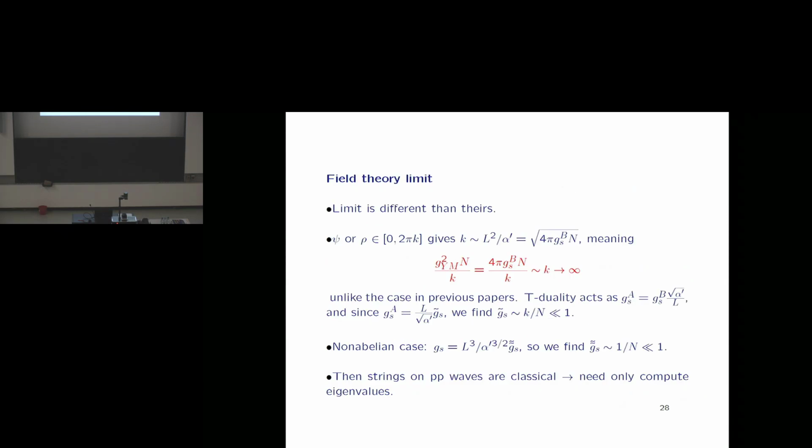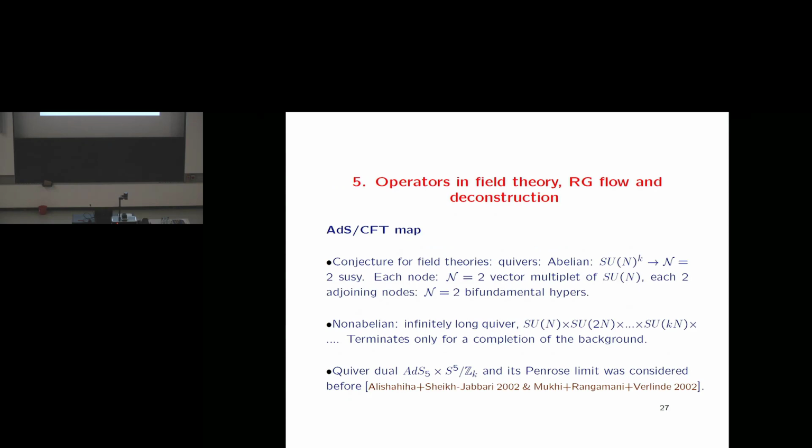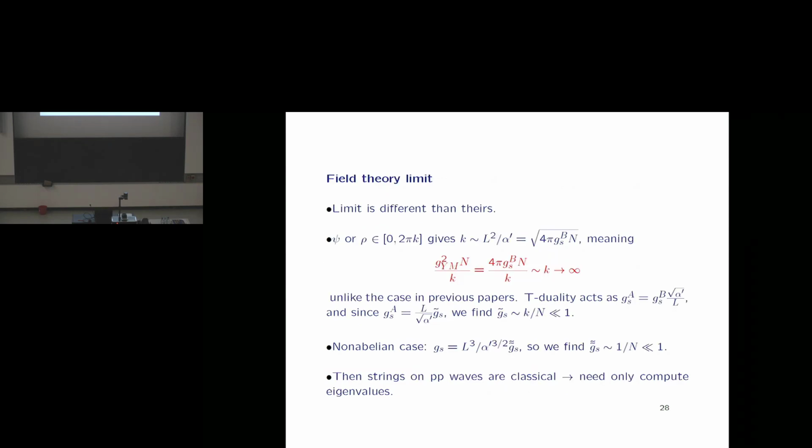So when we do that, T-duality in principle is a symmetry of string theory, so you might wonder that perhaps we don't get the same result. However, the field theory limit one obtains in our case is different from the one considered by these people before T-duality. So in our case, we find that g squared N over k goes like k, so it blows up, whereas in their case it was finite. And we also find that the string coupling is very small, so the PP waves are classical.